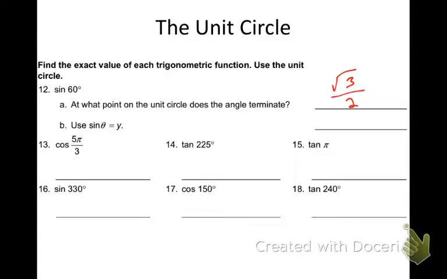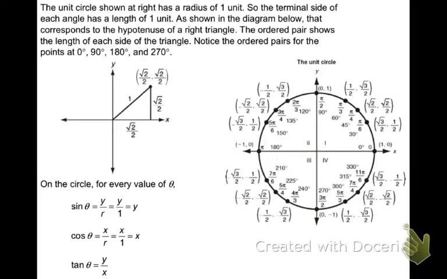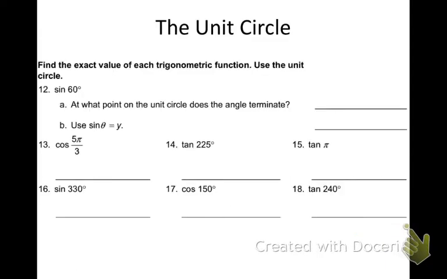That's all it is. We're using the unit circle to find sine, cosine, tangent. Let's try number 13. Cosine of 5 pi over 3. Well, let's go back to the unit circle. Let's find 5 pi over 3. How many degrees is 5 pi over 3? That is 300 degrees. So I'm looking right there. Ooh, that's a bad one. So I'm looking right here, and I want the cosine. Cosine means I want my what value? X. So x value is 1/2. So cosine of 5 pi over 3 is going to be 1/2.